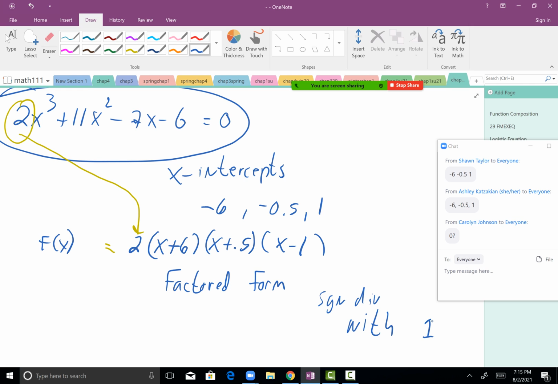And I could get the same thing if I did negative 6 or if I did negative 0.5. I'm going to get 0. That's what the remainder theorem says.